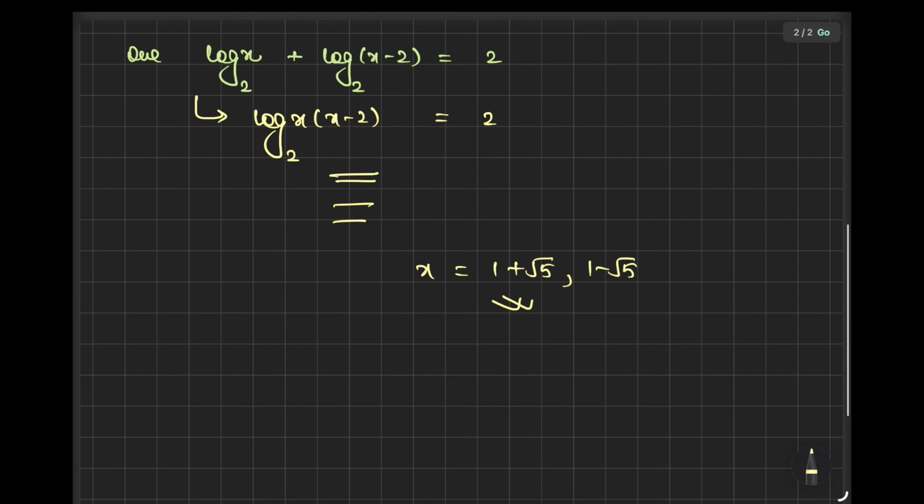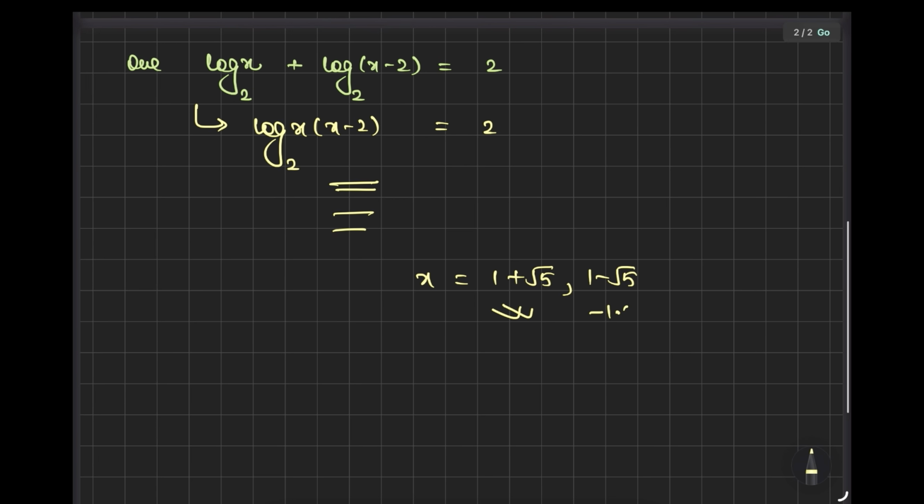But look here. It is minus 1.2. Now, do you think you can afford to have a minus number as the argument of log? No. Which means this answer will be rejected in this question. So whenever you are claiming the answer, please check once, because it does not exist in the domain.